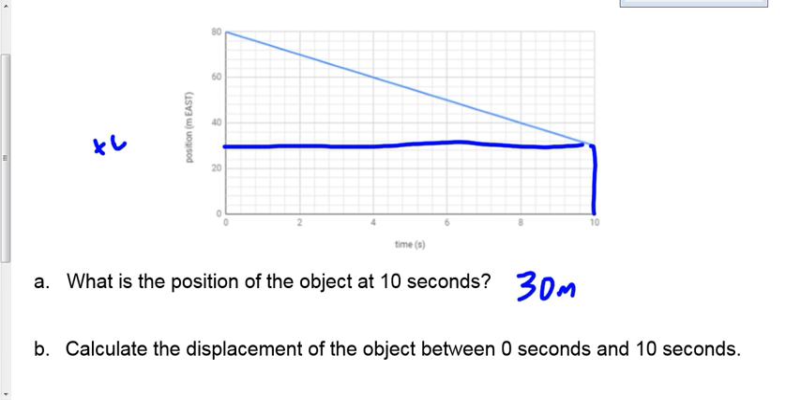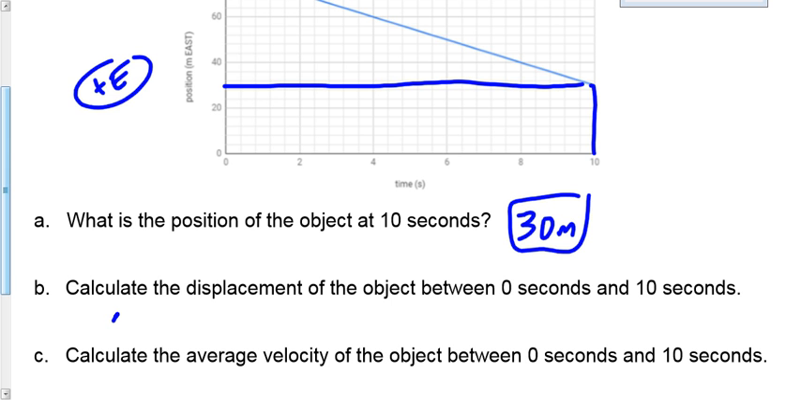I'll define east as positive, so everything we get here is positive. We could say 30 meters east, or we could just say positive 30. Either one of those would work. The displacement between 0 and 10 seconds. The displacement is up and over times 2. In other words, it's final minus initial position. The final position at 10 seconds, we already know, is 30 meters.